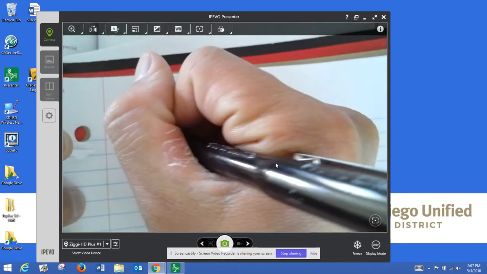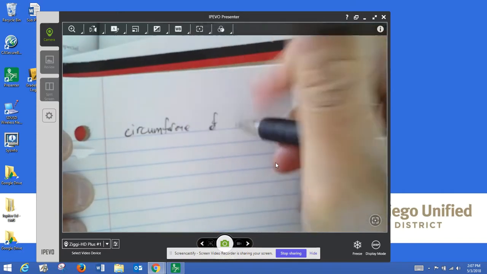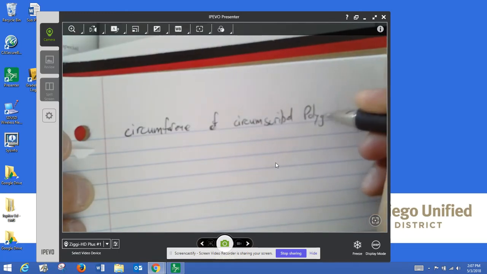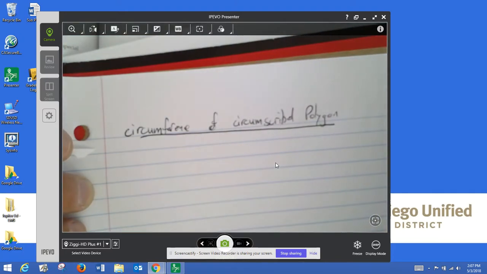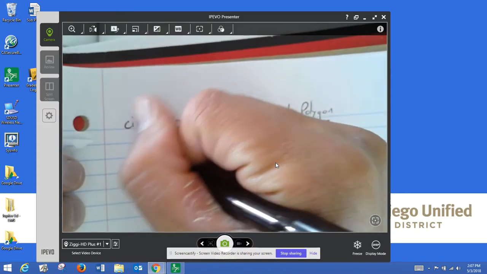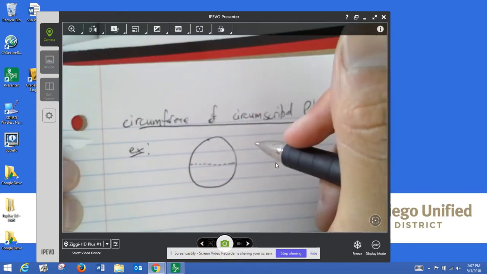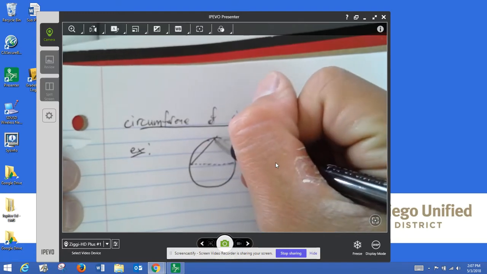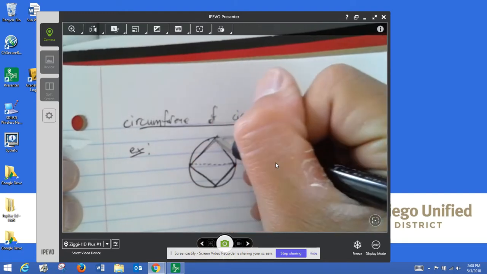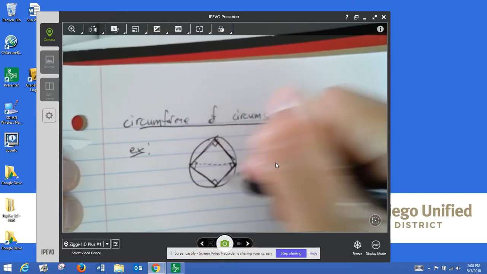So this is still 11-1. So this is the circumference of a circumscribed polygon. What this means is, let me give you a quick example of what this looks like. You have a circle, and in there you have a diameter, nothing new, but let's circumscribe a square. This isn't going to look like a square because I didn't draw my circle right, but this is a square. Boom, boom, boom, and boom. If you know anything about squares, these should all be 90 degrees. So that's a circumscribed polygon.